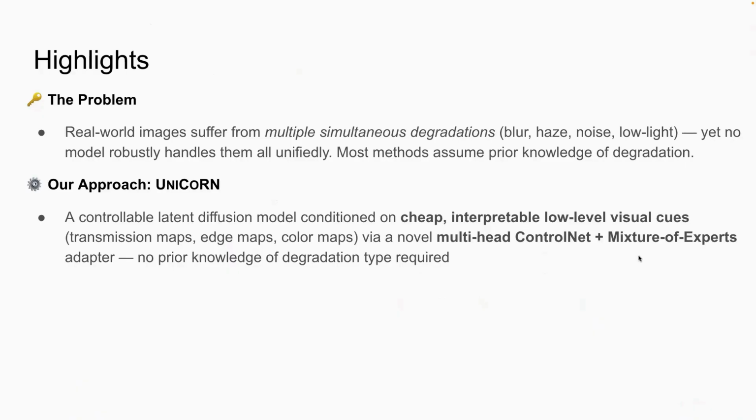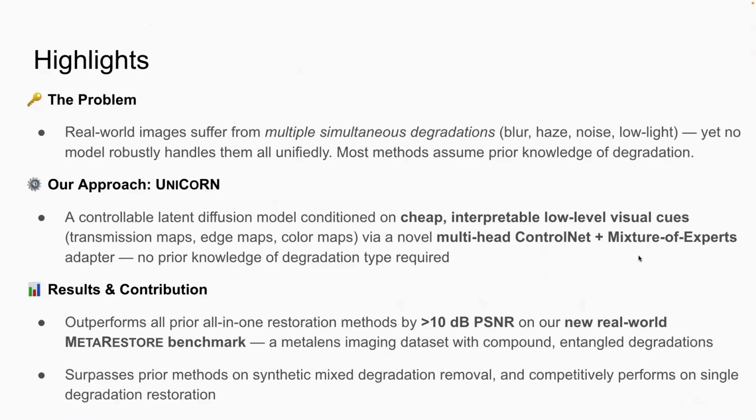And we drive the restoration process using cheap and interpretable low-level visual cues or visual priors, which may be edge maps or color maps or transmission maps, which essentially indicate the structural and the compositional integrity of the given image. And we model this through a novel multi-head controllable network and mixture of experts that adaptively weight and learn different degradations unifiedly. Our contribution also comprises a real-world benchmark for image restoration, which we call MetaRestore.